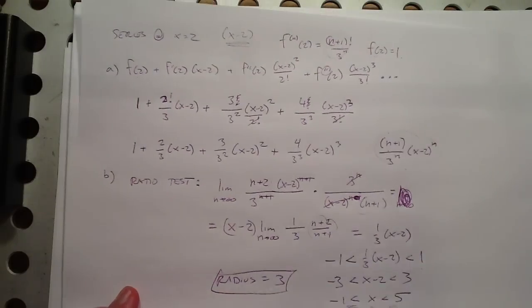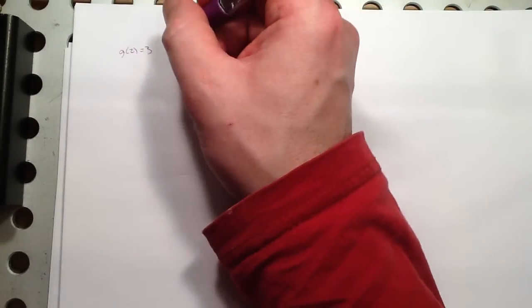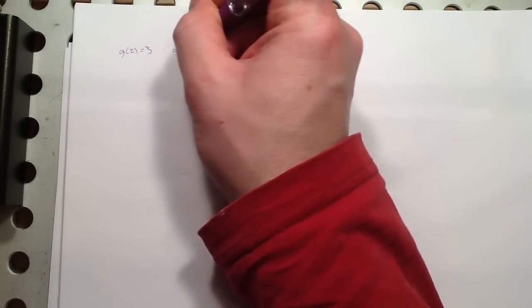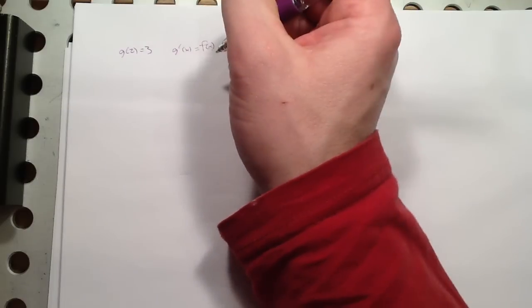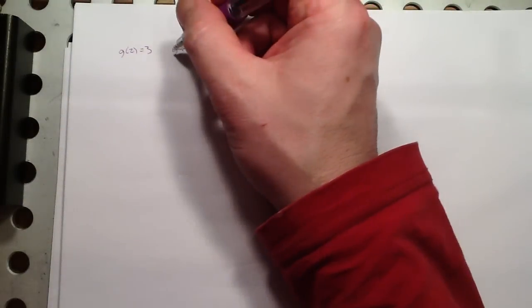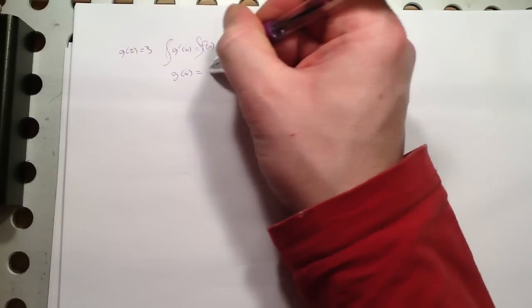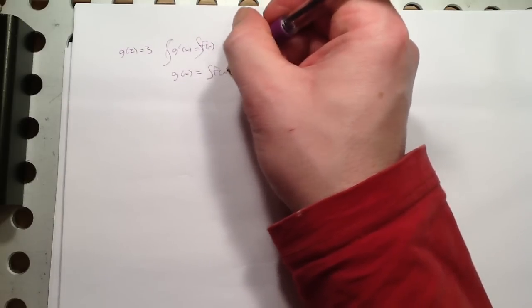Part C. Let g be a function satisfying g of 2 is equal to 3 and g prime of x is equal to f of x for all x. Find the first 4 terms of the general term for g. Alright, let me bring this back. So look, if we want to find g, we have to find antiderivatives here, right? So g of x is equal to the antiderivative of the f of x series.